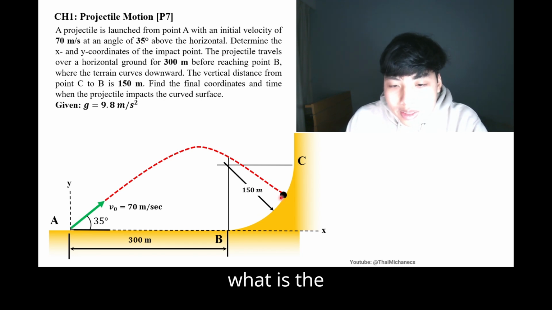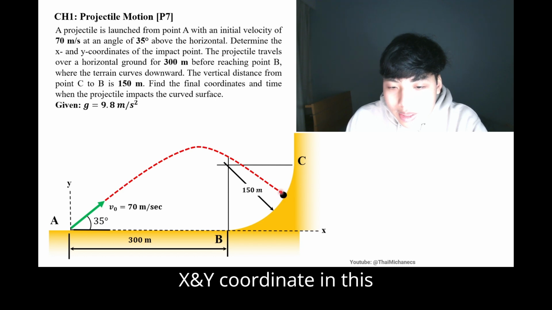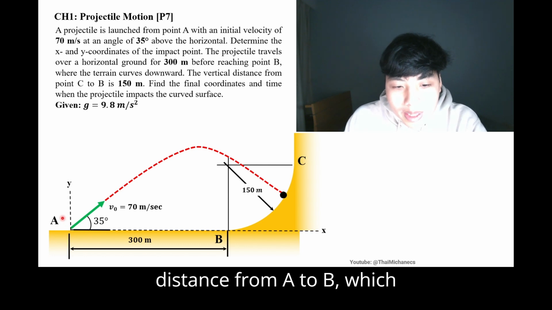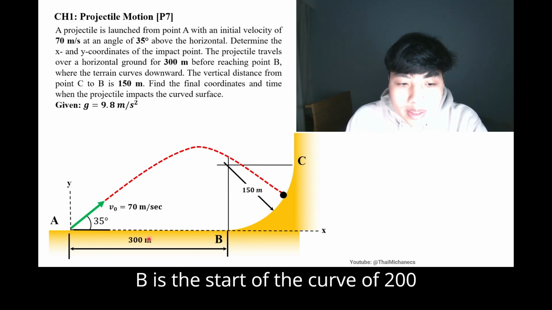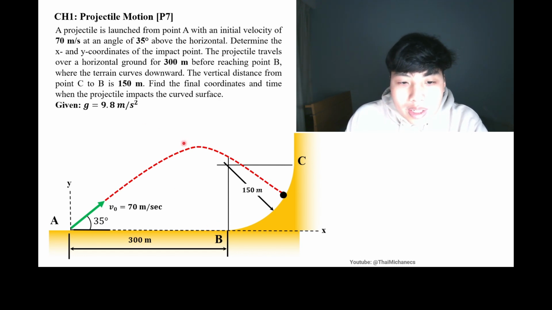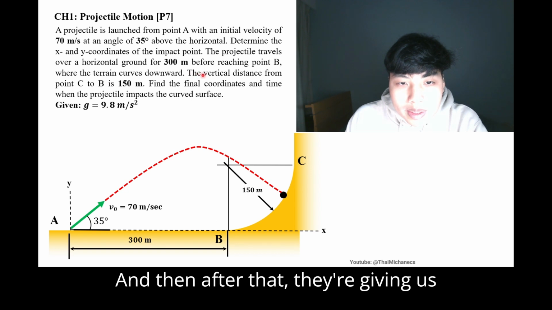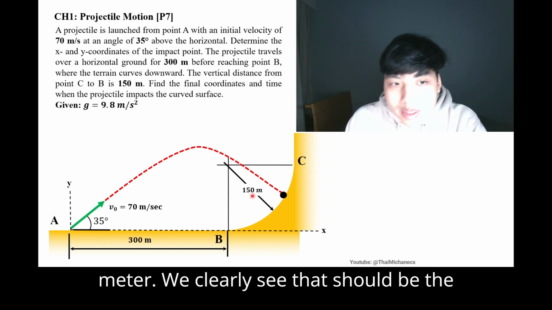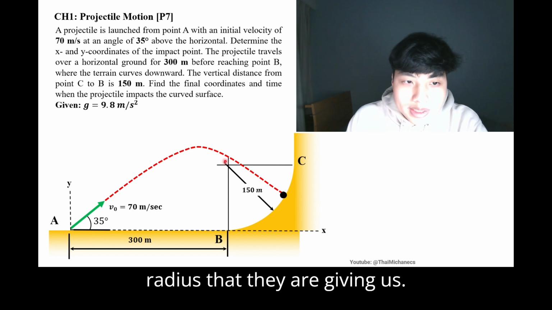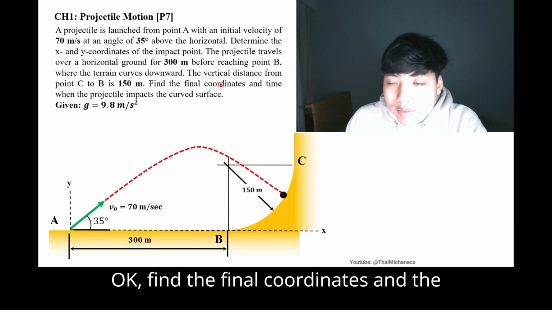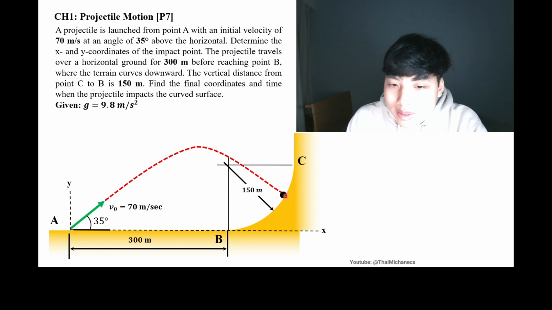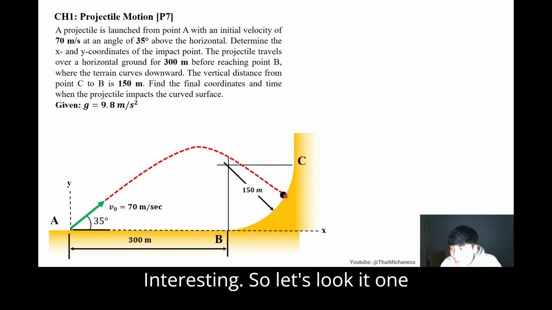So they ask us what the x and y coordinates are on this circular path. They give us the horizontal distance from A to B, where B is the start of the curve, of 200 meters. Then they give us the vertical distance from B to C, which is 150 meters. We clearly see that this should be the radius. Find the final coordinates and the flight time at which the projectile will impact the curved surface. Okay, interesting, so let's look at it one by one.